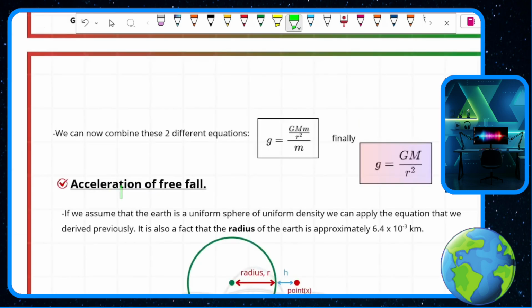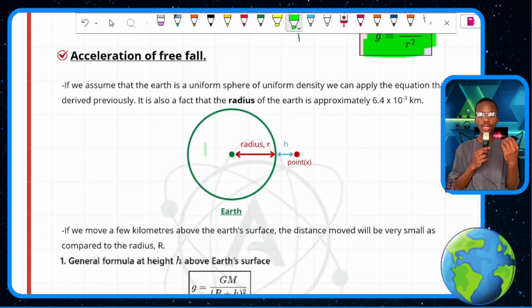If we combine these two equations, which is essentially placing our value of force over here, as you can see, we've placed our value of force over here, and we've placed the mass at the bottom over here. So that m and that m will cancel, and finally we'll be left with g being equal to GM over r squared.